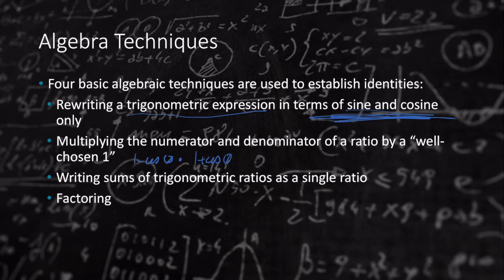right? That's a product of a sum and a difference, and then we can use our Pythagorean identities. We're also going to practice writing sums of trigonometric ratios as a single ratio, so basically adding fractions and simplifying. And then we're going to factor. Factoring will follow you everywhere, so let's make sure our factoring is on point.